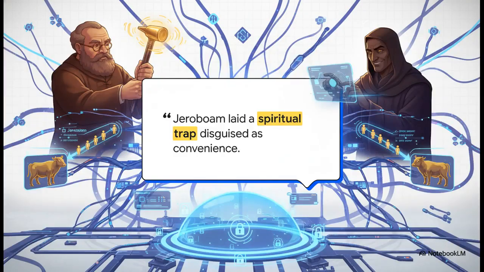Charles Spurgeon hits the nail on the head here. This wasn't a simple routing error. It was deliberate manipulation. Jeroboam used user convenience as a Trojan horse, telling them it was too much to travel all the way down to Jerusalem, just so he could install those fake proxy servers and protect his admin rights.